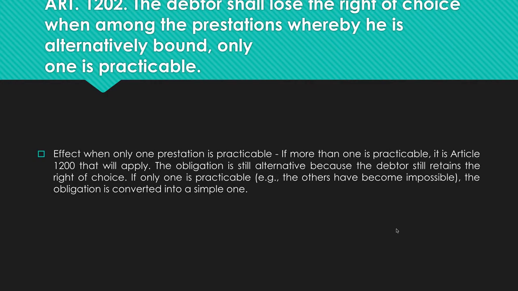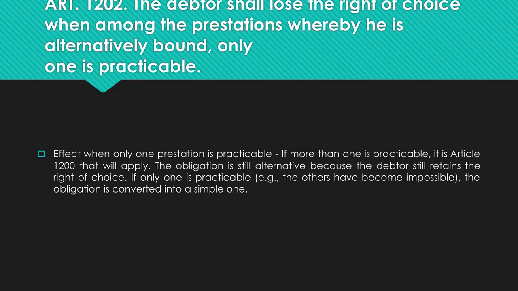Okay? In Article 1202, the debtor shall lose the right of choice when among the prestations whereby he is alternatively bound, only one is practicable. Ito yung sinabi natin kanina that if all the other items are no longer practicable or no longer possible to deliver, then it will cease to be an alternative at magiging simple na lang. Kung ano na lang yung pwede niyang i-deliver. Okay, so effect when only one prestation is practicable.